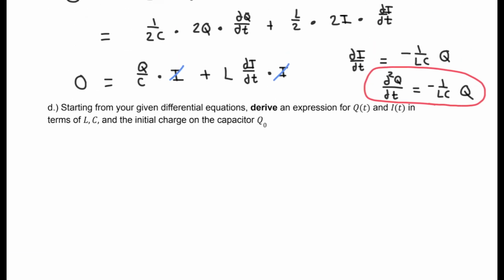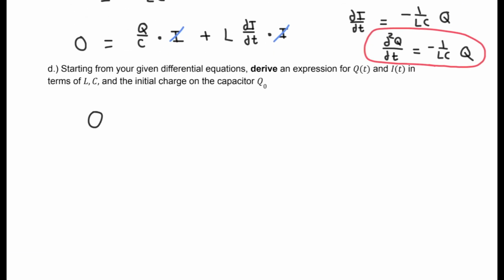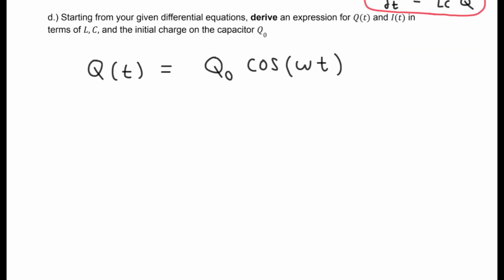So Q of t, well, our capacitor should start with maximum charge. So it has some charge, Q0. And if it's starting at a maximum and not 0, it's a cosine curve. But we also said that omega is defined as 1 over square root LC. So we could write this as Q naught cosine t divided by square root LC. So that's our function for Q of t.